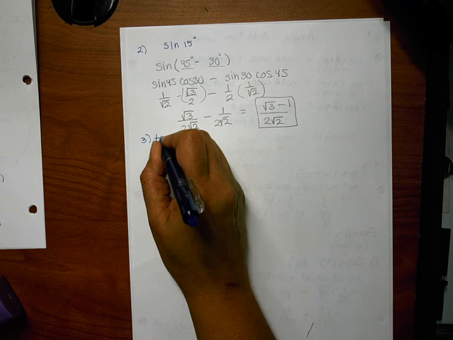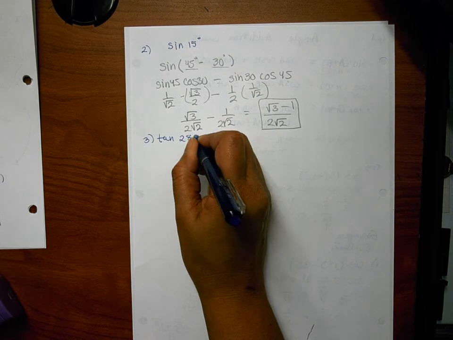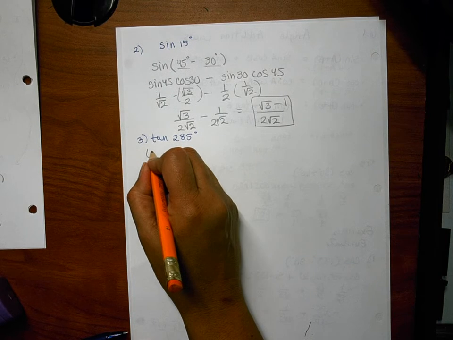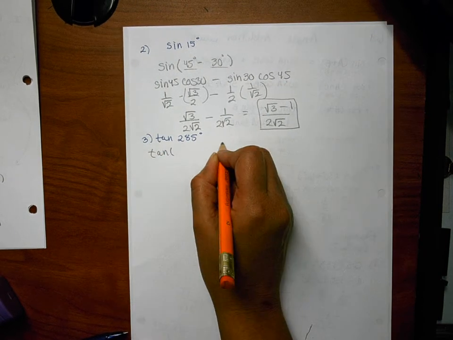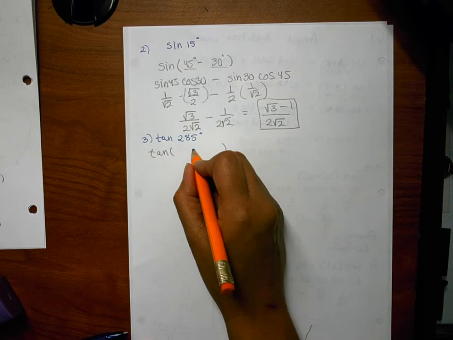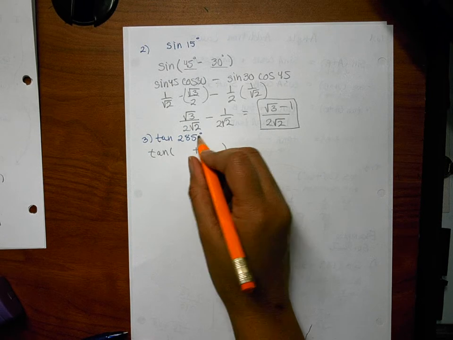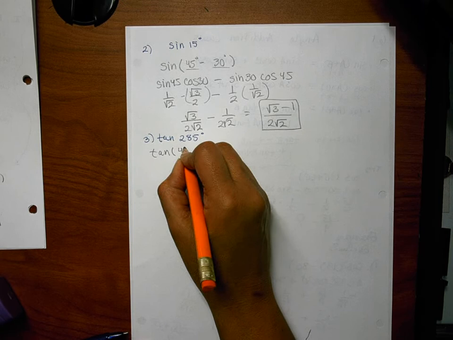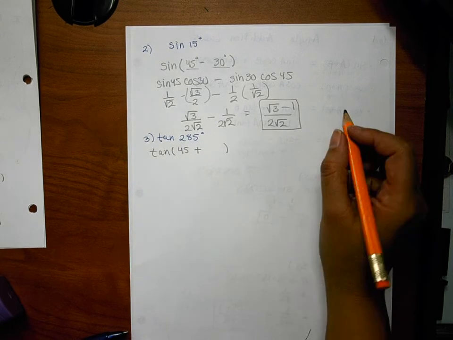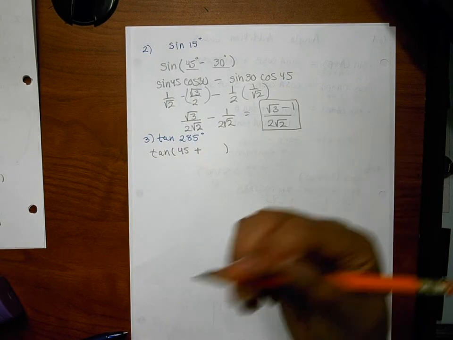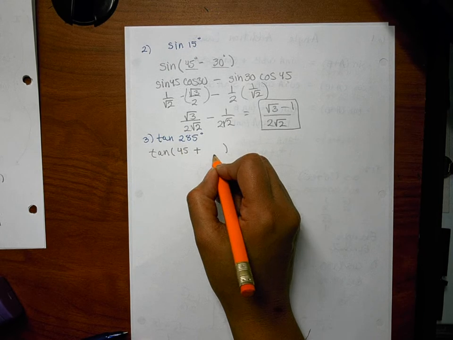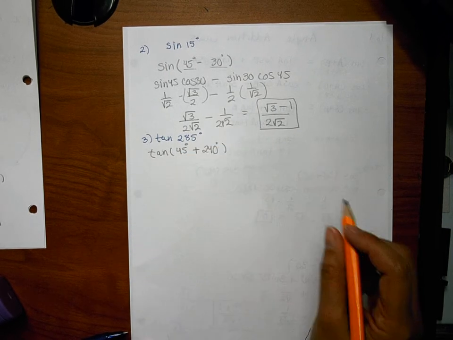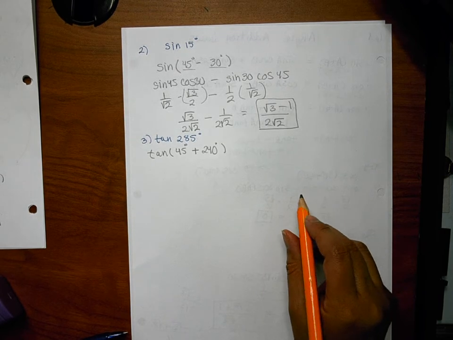Number 3, tangent of 285 degrees. Okay, so I'm going to break it up. Tangent of, in this case, I'm going to add two angles. Now, if it ever ends in a 5, you will be using 45 in there somewhere. So 45 plus what angle is 285? Do it in your head, do it on your calculator, on a piece of paper. 45 plus what number is 285? It's 240.